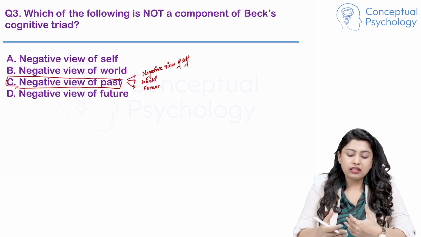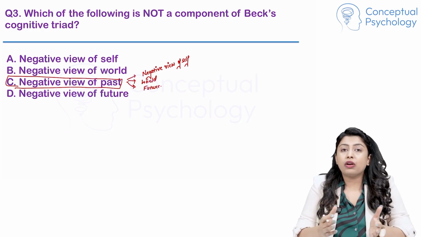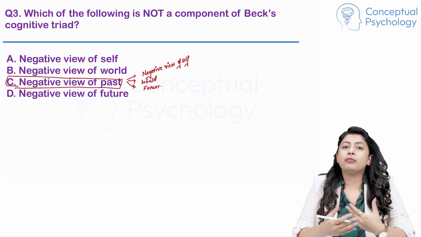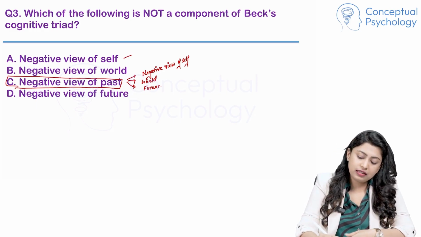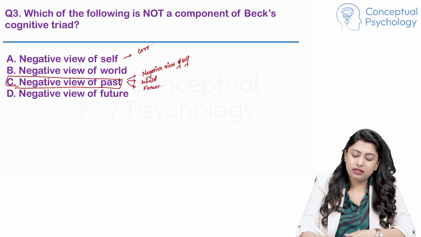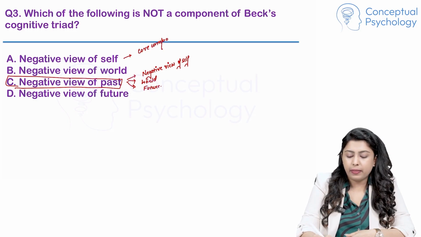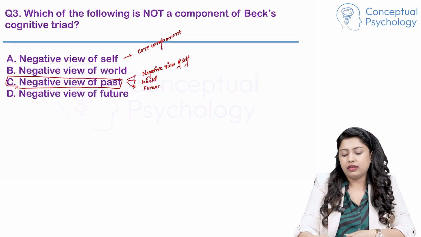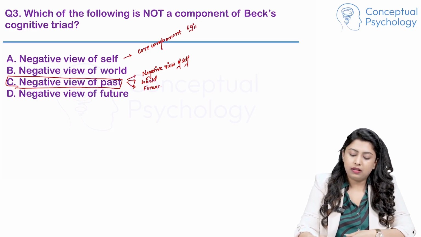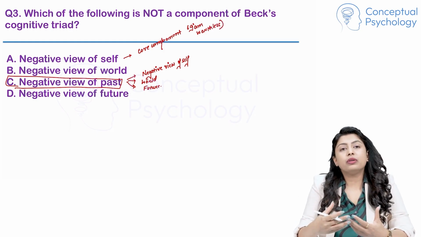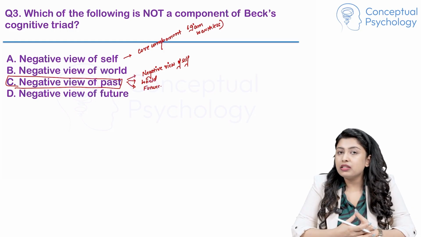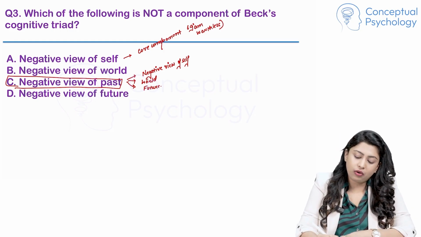The negative view of self is a core component where a person thinks, I'm worthless. Then the negative view of the world is again a core component, where the world is seen as hostile or demanding.